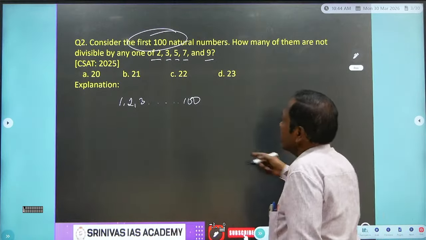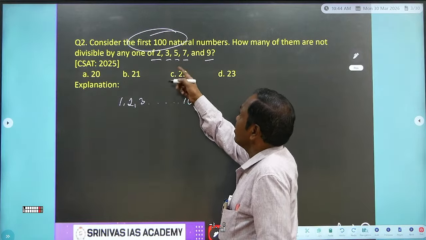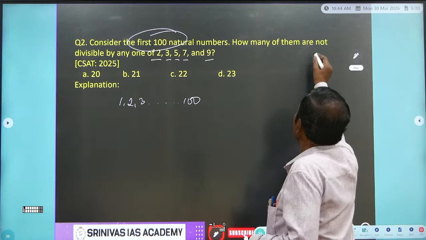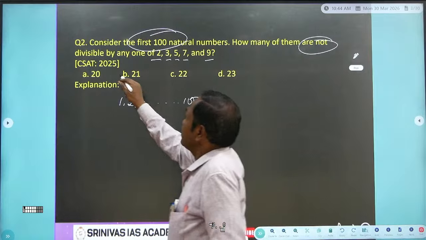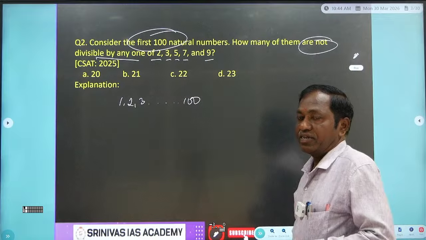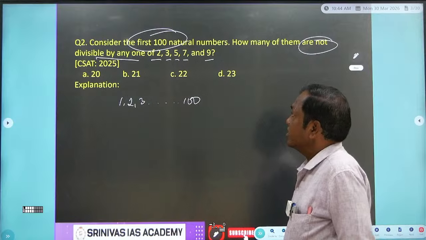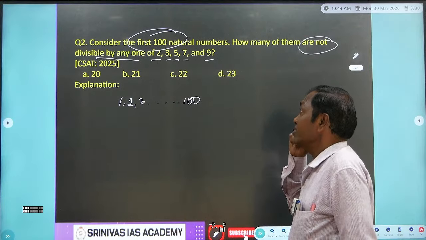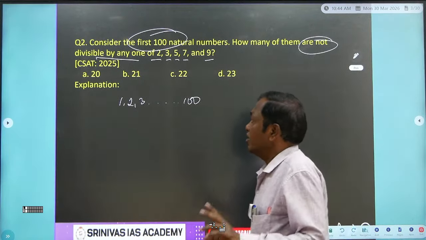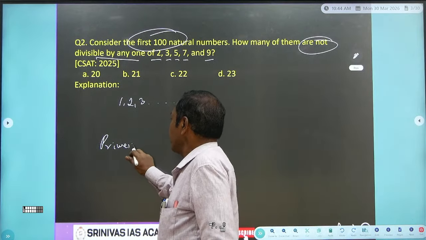There are 100 numbers. How many of them are not divisible by any one of 2, 3, 5, 7 and 9? How many? 25? Why 25? The 25 option is not there. 22, sir? 22, because 26 prime numbers are there. 25 prime numbers, other 21. Answer is 21. The number of prime numbers is 25.